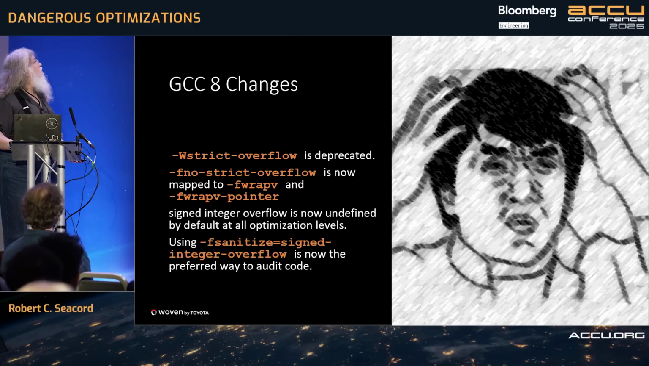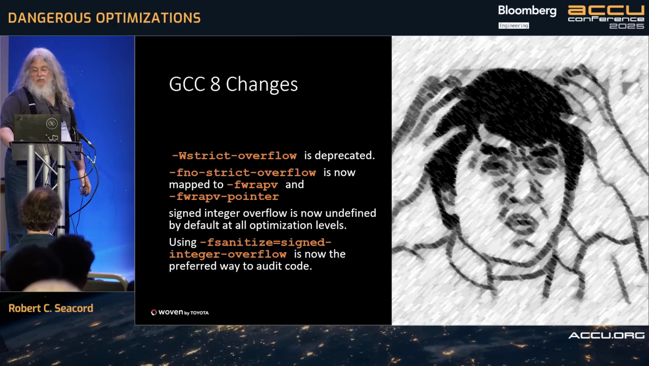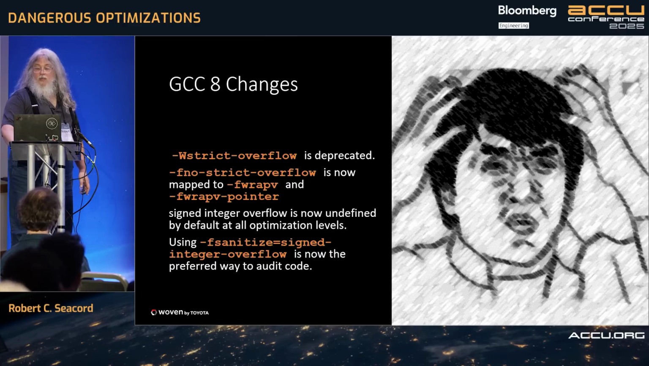So as of GCC 8, strict overflow is deprecated. No strict overflow is now mapped to -fwrapv and -fwrapv-pointer. Signed integer overflow is now UB by default at all optimization levels. And now using the signed integer overflow sanitizer is a preferred way to audit code. But again, that's a dynamic test. You have to ideally run that with your full test suite, and also with some fuzzing to try to discover as many errors as possible. Again, no guarantee that you'll find all of them.